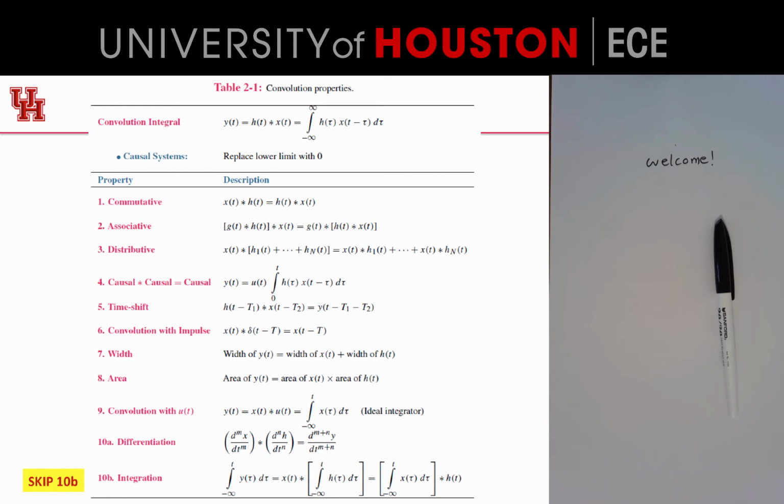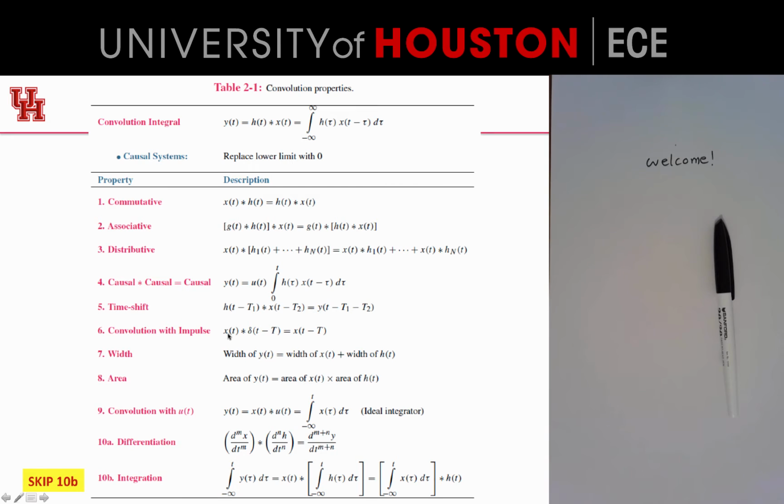Now, property 4 tells us that if you convolve two causal systems, you get a causal response. The y of t will be causal, which means everything where t is less than 0 is 0. This is also kind of interesting, the time shift property, and when you come to think about it, it has to do with time invariance. If you shift the input by t2 and the impulse by t1, then the overall output is simply delayed by the sum of these two delays.